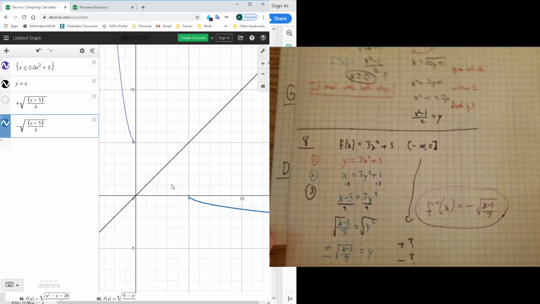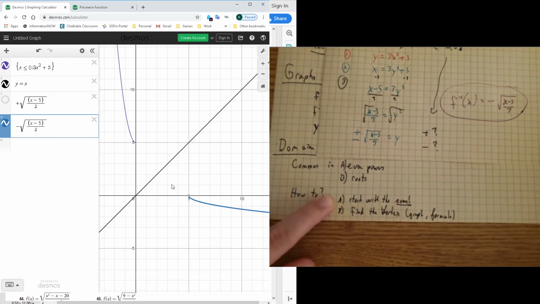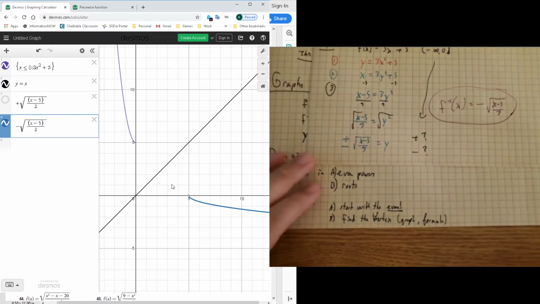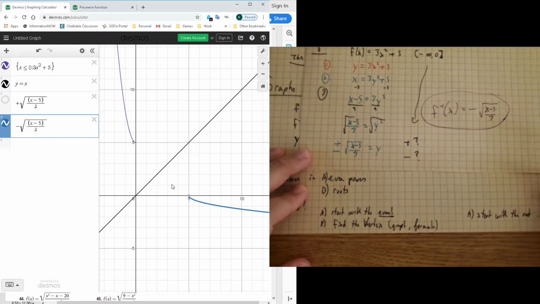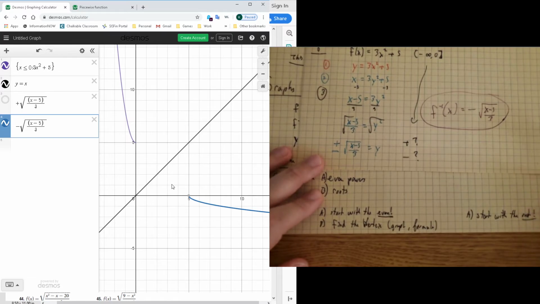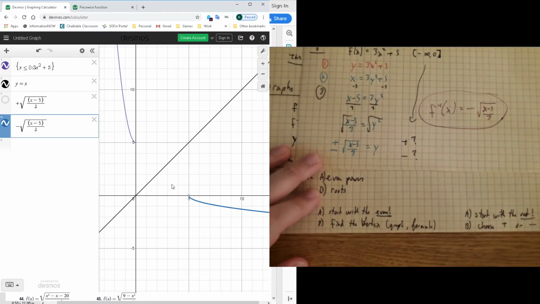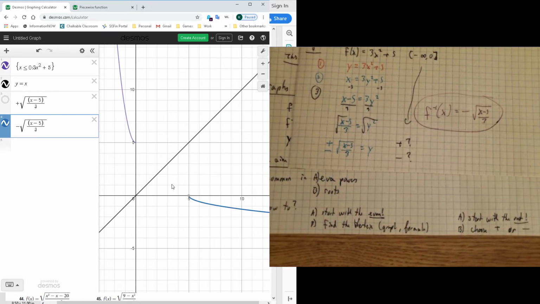And these are most common when dealing with even powers and roots. Now, if you start with the even power, you often have to use the vertex to restrict the domain. If you start with the root, what you're going to run into is you have to choose the positive or the negative. And you should always end up with that choice if you do it correctly. There's just no way to get around it.